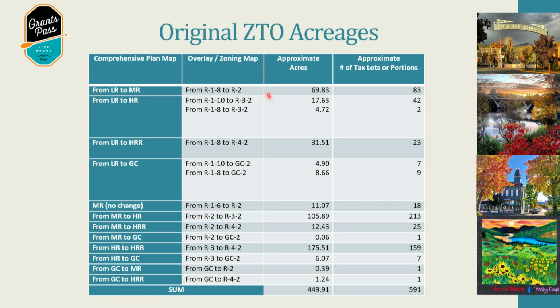So here's the matrix that was in that 2014 ordinance that just shows you what the properties were originally and what they moved to. All of these, the LR is your low density, HRs are higher density, and then the MRs is the medium. So you can get a sense there for how properties went from one zone to another zone.